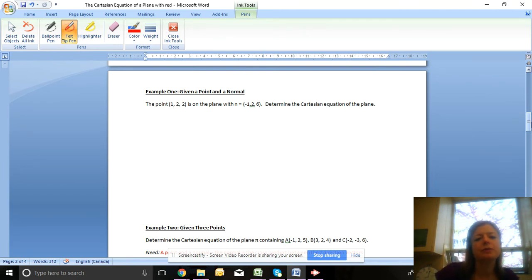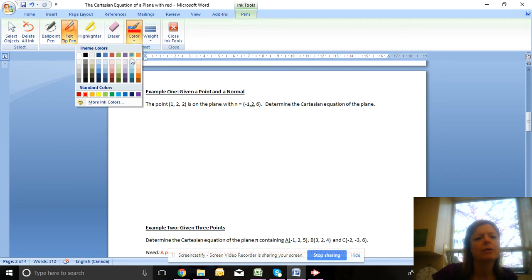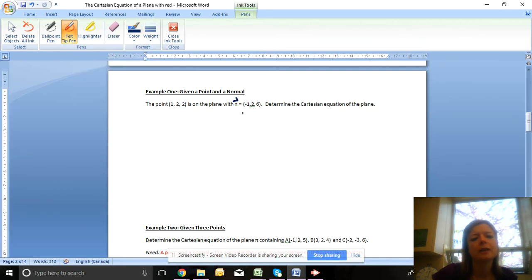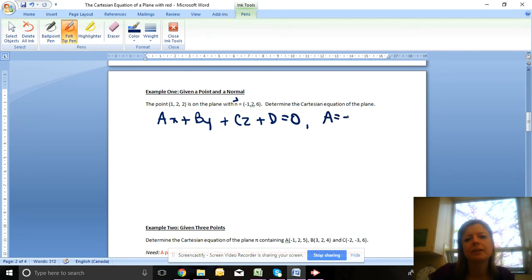So the point (1, 2, 2) is on a plane that has a normal vector of (-1, 2, 6). Determine the Cartesian equation of the plane. Well, we can start with Ax + By + Cz + D = 0. And we can say that A is equal to -1, B is equal to 2, and C is equal to 6, since those are equivalent to the normal. And then we can just let x be 1, y be 2, and z be 2.